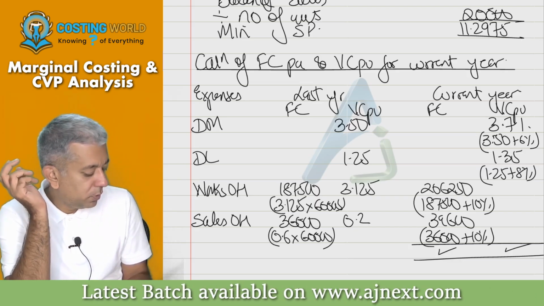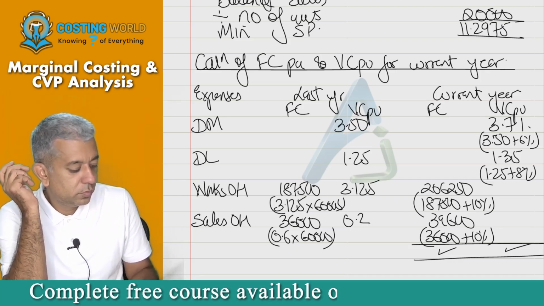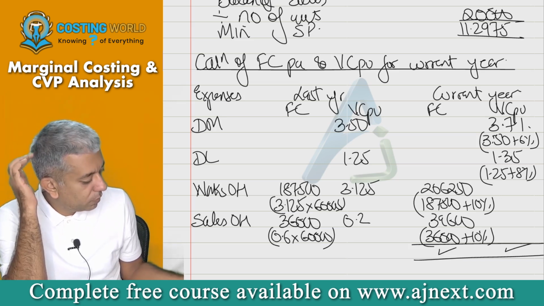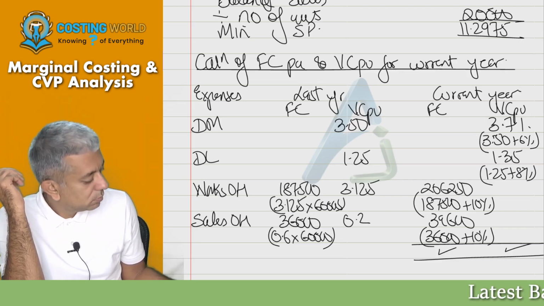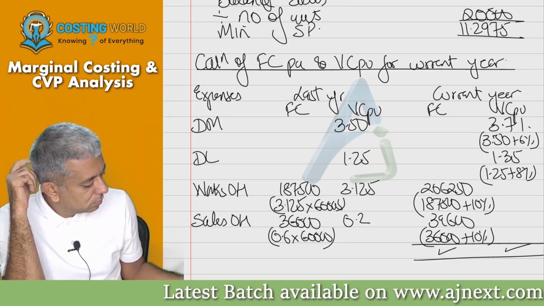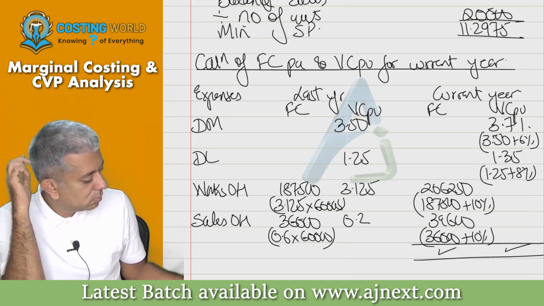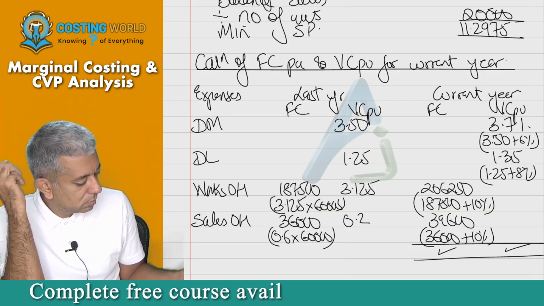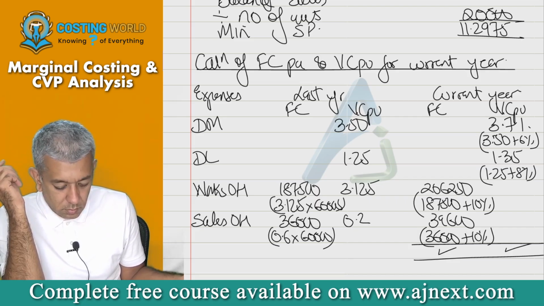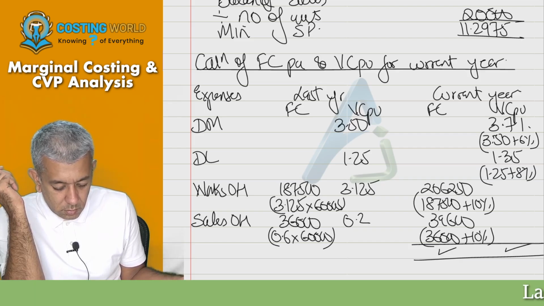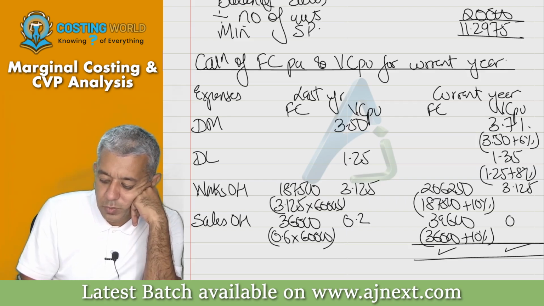Once you get 11.2975, do let me know. So why is not getting work overhead and sales overhead in current year's variable cost? They will be coming, na beta, no changes, so therefore it will remain same only. Take it.